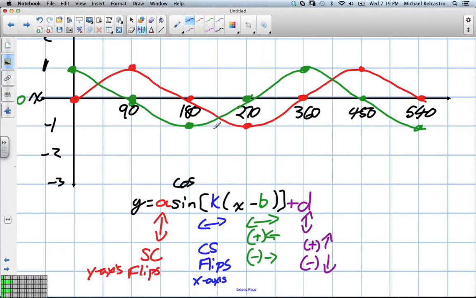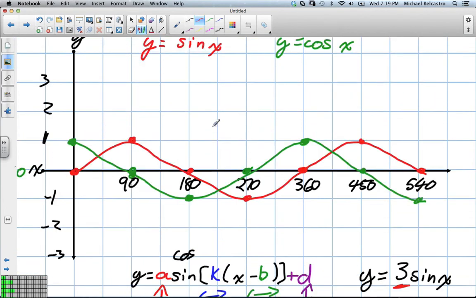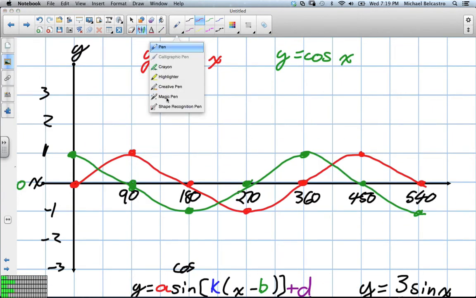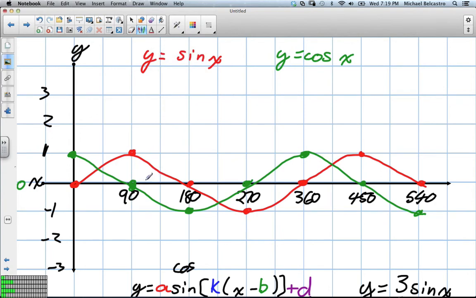Okay? So with that being said, let's say I change the function a little. To start off, let's talk about the A stretch. Let's say y is equal to 3 sine x. Well, this is only an A. What that does is it takes all my y values, and we always try to do our stretches and compressions first because it's easier to think of it this way.